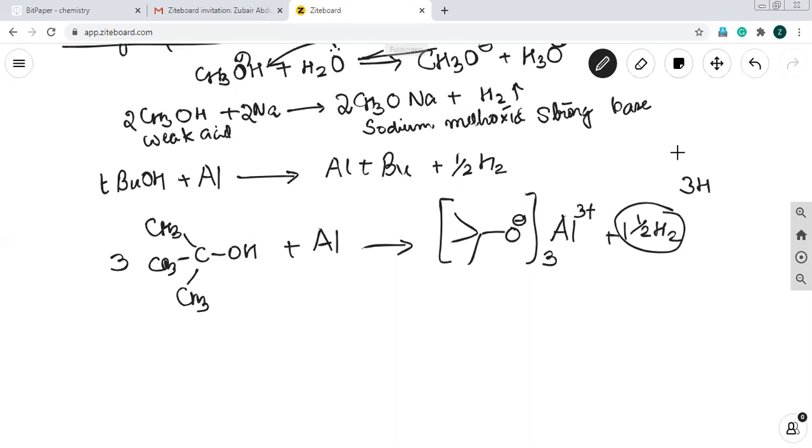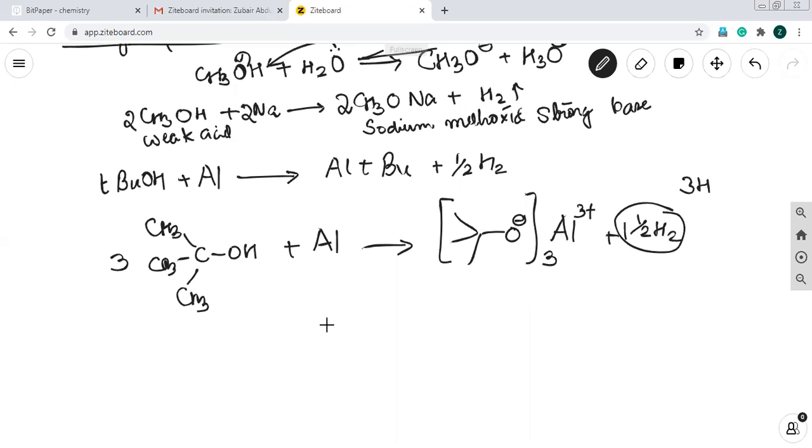So 2 hydrogen atoms will form 1 hydrogen molecule. So 3 moles of hydrogen atoms will form 1.5 moles of hydrogen gas. Okay. Now, how is this?